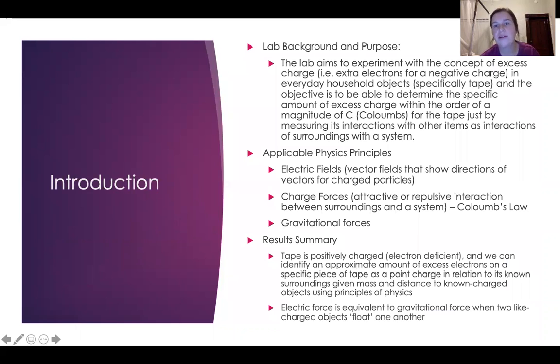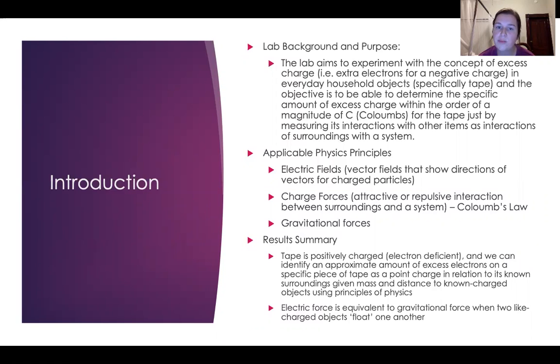The background for today was that I examined common household objects and tried to figure out their excess charge or deficiency of charge, excess charge being electrons for negative charge. And specifically with tape, I evaluated its reaction with like charge tape and with other household objects in order to try to determine the amount of excess or deficient charge for the tape in the order of a magnitude of C, coulombs, which is the charge metric.